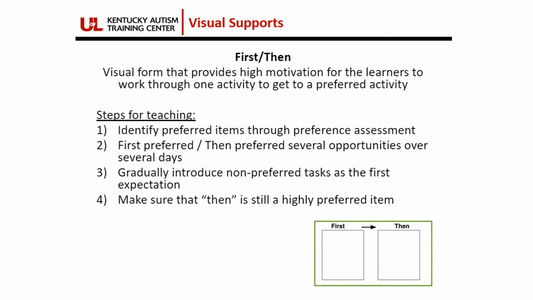And then I gradually introduced a non-preferred task as the first expectation. So we started out first computer, then iPad, and then eventually I knew that they liked reading, and they still enjoyed reading, so then I did first reading and then iPad. And eventually I stepped that down to where I could put in the activities that I needed, but I have to make sure of what the kids want and what they're working for here. How am I going to motivate them by figuring out what kind of things provide them with good reinforcement?